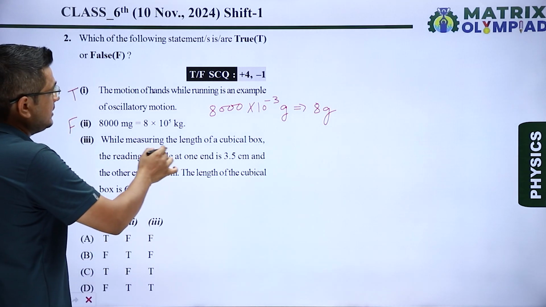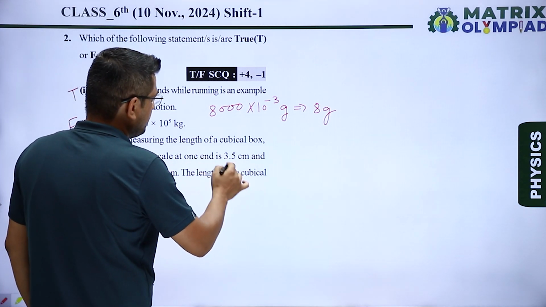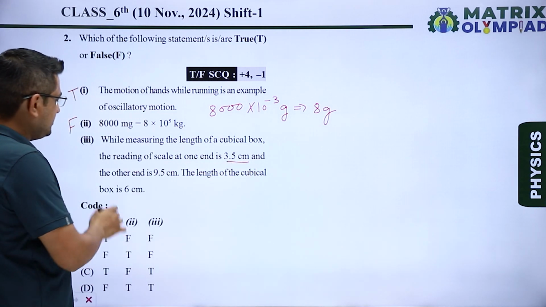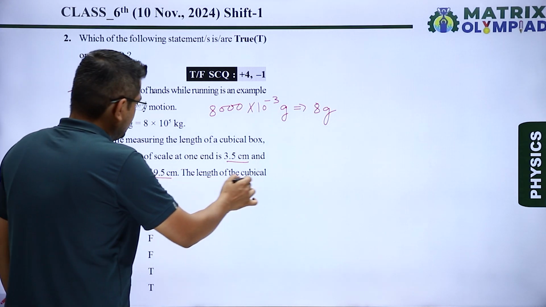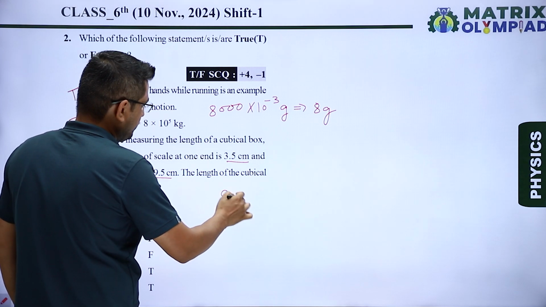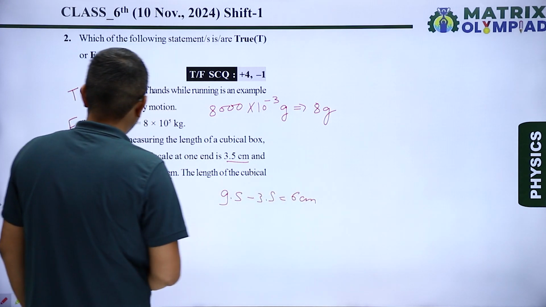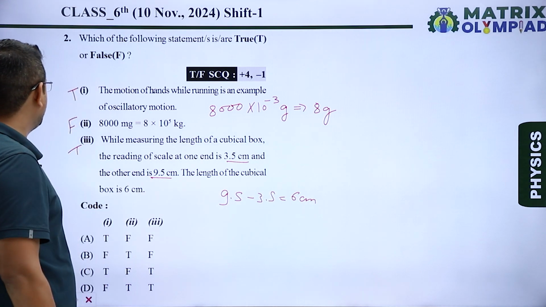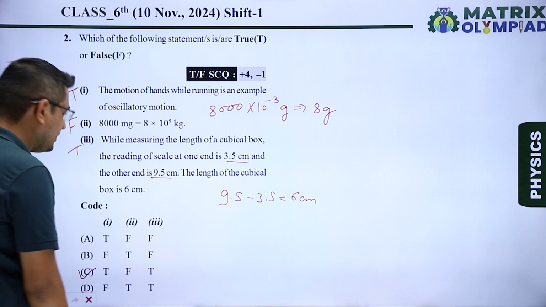While measuring the length of a cubical box, the reading of a scale at one end is 3.5 centimeter and at the other end is 9.5 centimeter. The length of the cubical box is 6 centimeter. So we know that 9.5 minus 3.5 is equal to 6 centimeter. So this is a true statement. So correct code is true, false, true. So option C is our correct answer.